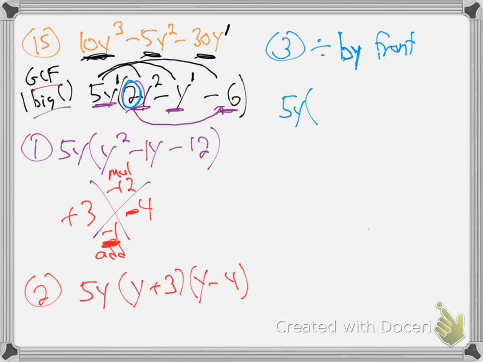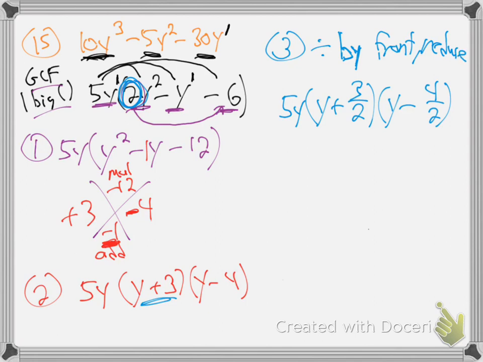Okay, so we divide. So I take this y plus 3 and I make it y plus 3 over 2, because that 2 is the front. And the y minus 4 is my minus 4 over 2, because again the 2 is the front. Then reduce. Divided by the front, reduce.